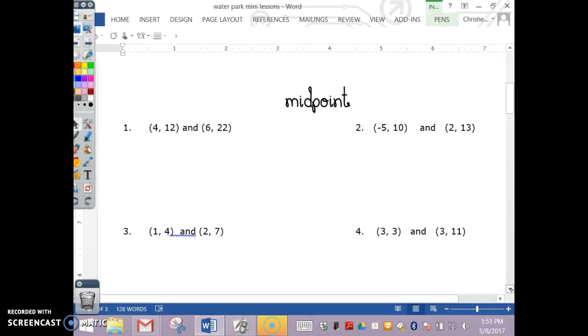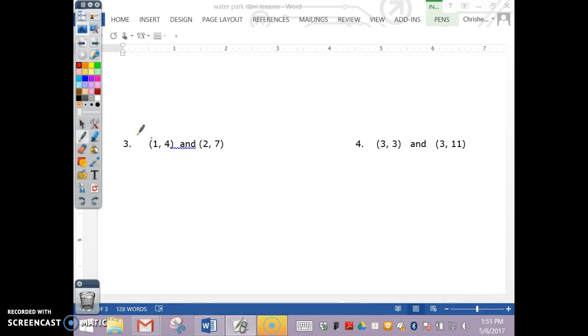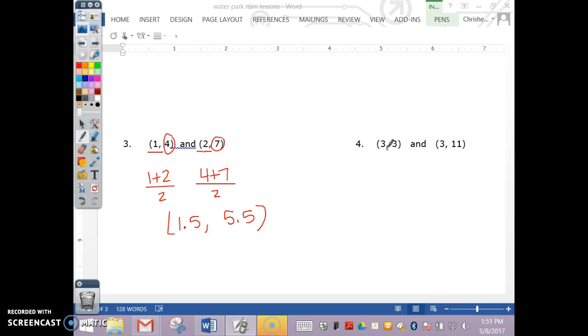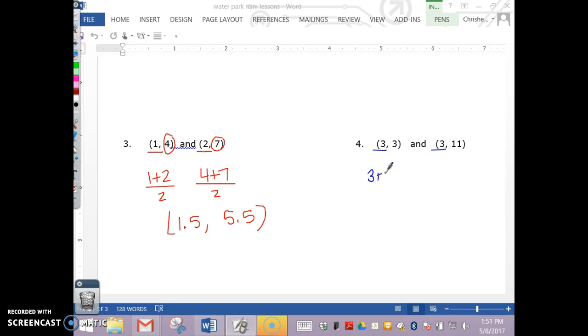All right. Add our x's together. 1 plus 2 divided by 2, that's 1.5. And then 4 plus 7 divided by 2. What's that? 11 divided by 2, 5.5. All right, this one's interesting. 3 plus 3 divided by 2. It's just 3. And then 3 plus 11 is 14, divided by 2 is 7.